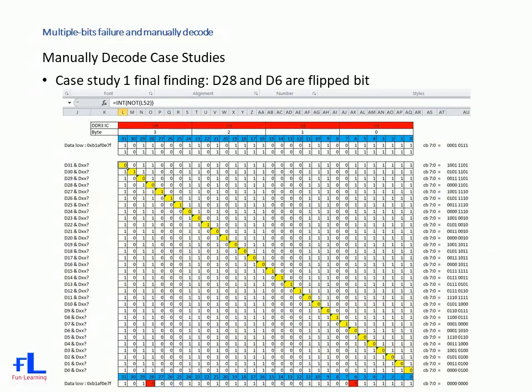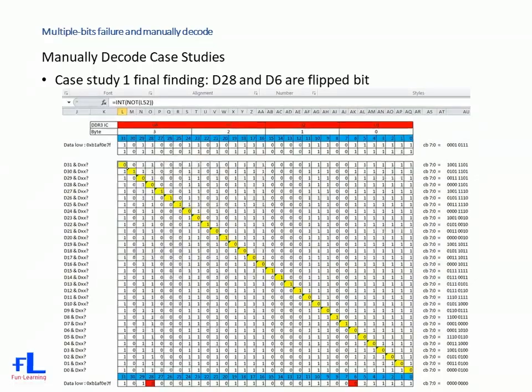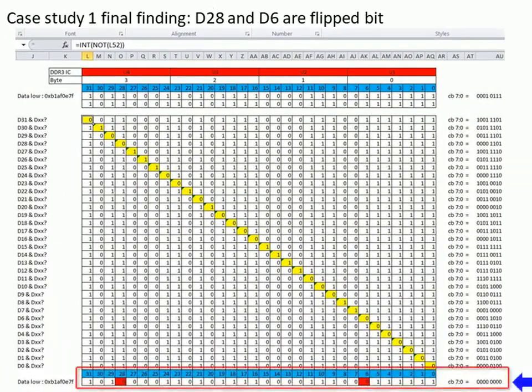This case study 1 finding is that D28 and D6 are both flipped bits. We can add another row of ECC calculation to verify this finding. The result is that the ECC calculated output is all bits 0.